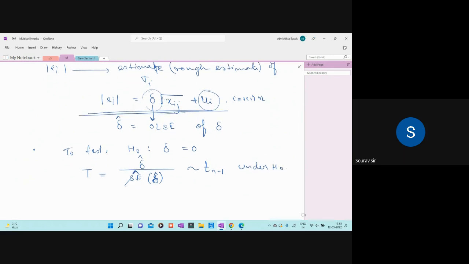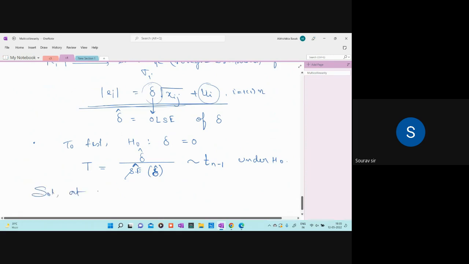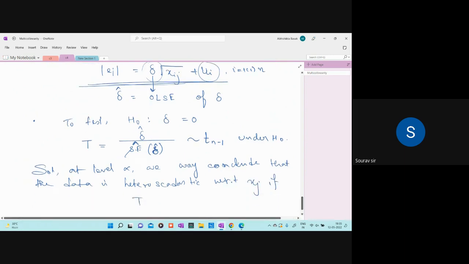So at level alpha, we may conclude that the data is heteroskedastic with respect to x_j if t observed, the value of the statistic, is greater than small t with n minus 1 comma alpha. Is it okay?